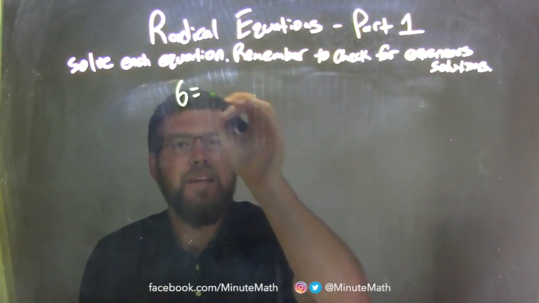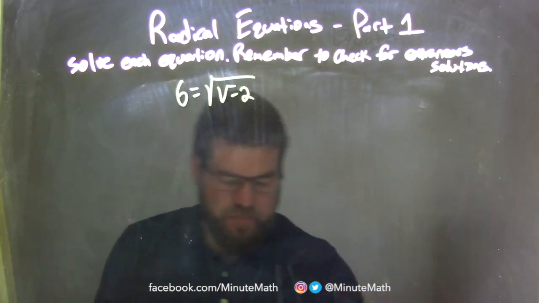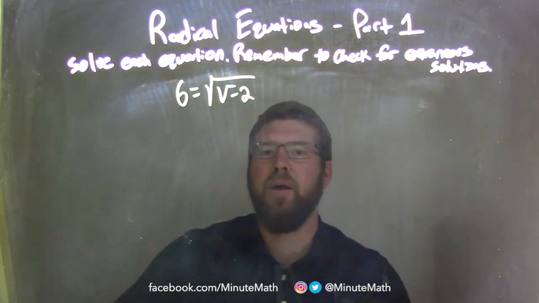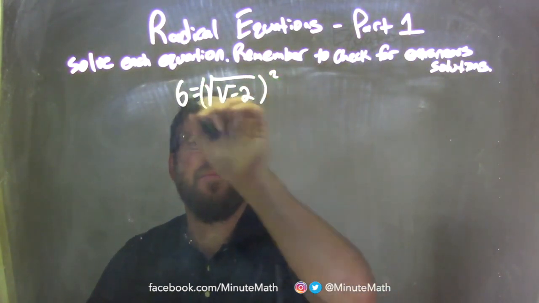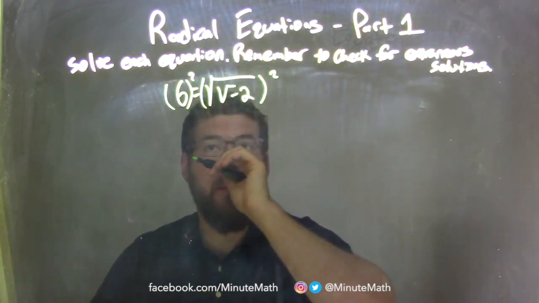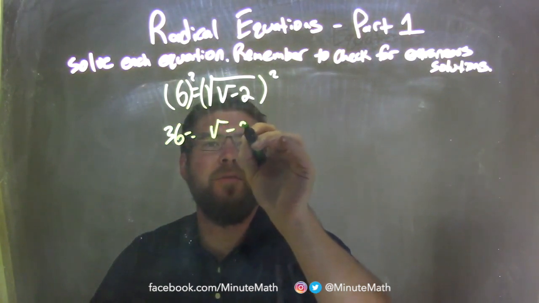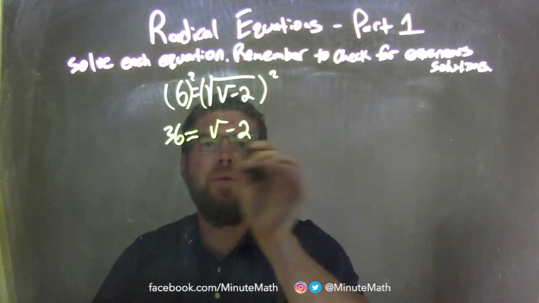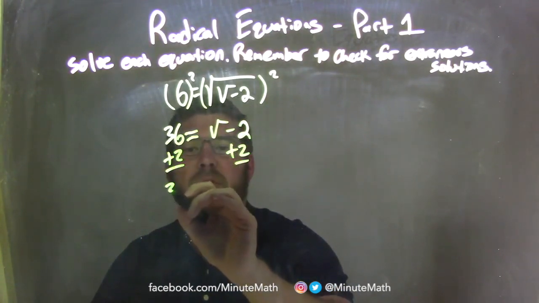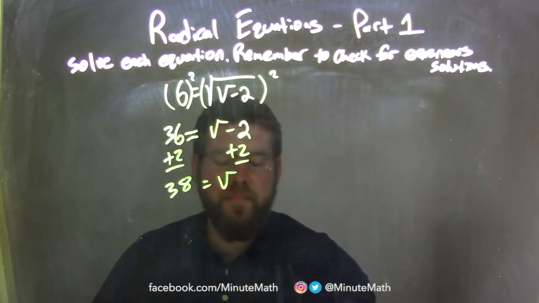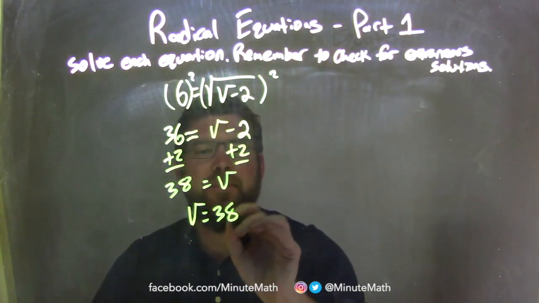Equation: 6 equals the square root of v minus 2. So 6 equals the square root of v minus 2. My first step, I need to square both sides. Get rid of that square root. That leaves me with 6 squared, which is 36, equals v minus 2, right? Well, v minus 2 is easy. I bring a 2 over, add a 2, and I'm left with 38 equals v. And then I can just write it nice and neat, put v first, so v equals 38.